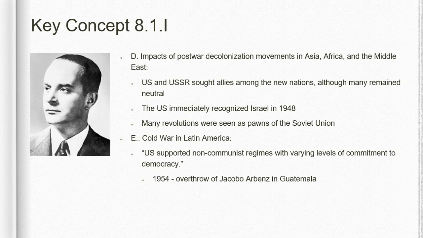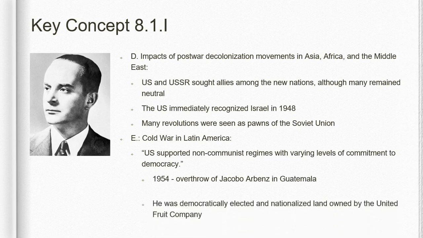So 1954, this is an example of what I was just talking about here, right? Arbenz in Guatemala. We as a country are really worried about Arbenz. He's pretty left-leaning. Again, at the time, to be really liberal and left-leaning is a bad thing because it means you're closer to communism on the spectrum. And so what do we do? We help to overthrow Arbenz.